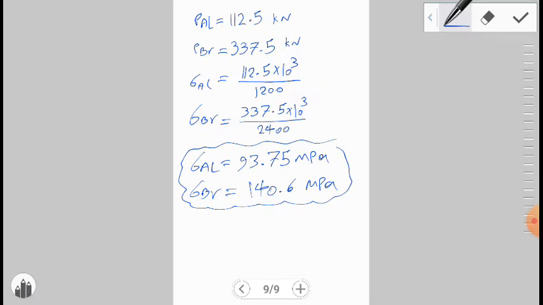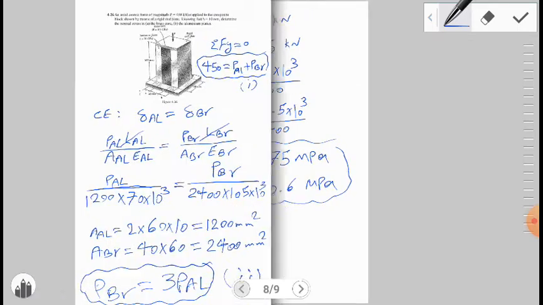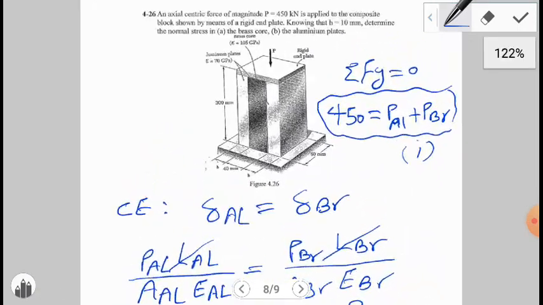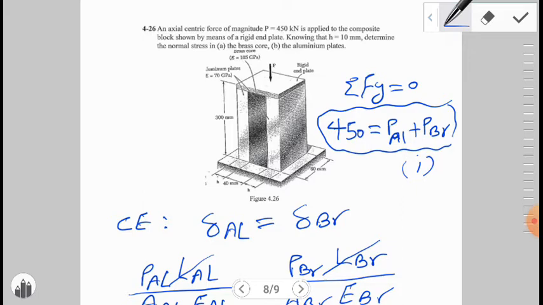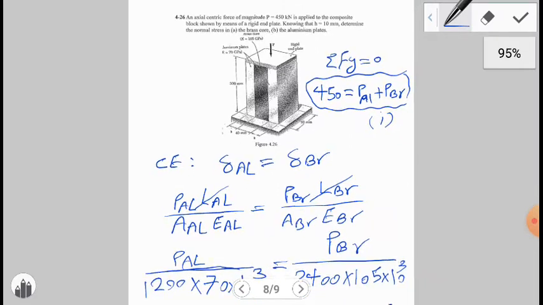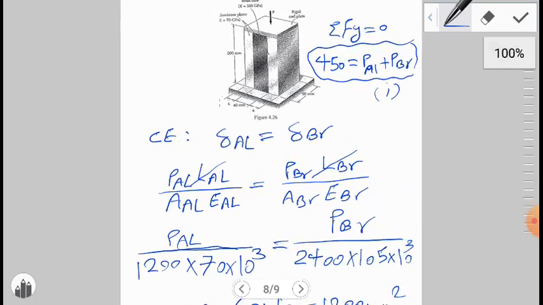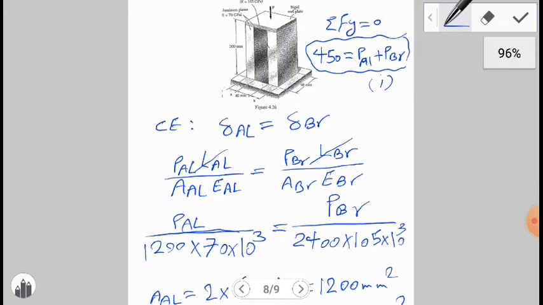Again, we review the answer. We have a composite column. We have two different materials, aluminum and brass. The first equation is based on the equation of equilibrium. Sigma Fy is equal to 0. P aluminum plus P brass is equal to 450. All the axial forces applied over the column are supported by the aluminum and brass. And the second one, based on the compatibility equation or concept, delta aluminum is equal to delta brass.